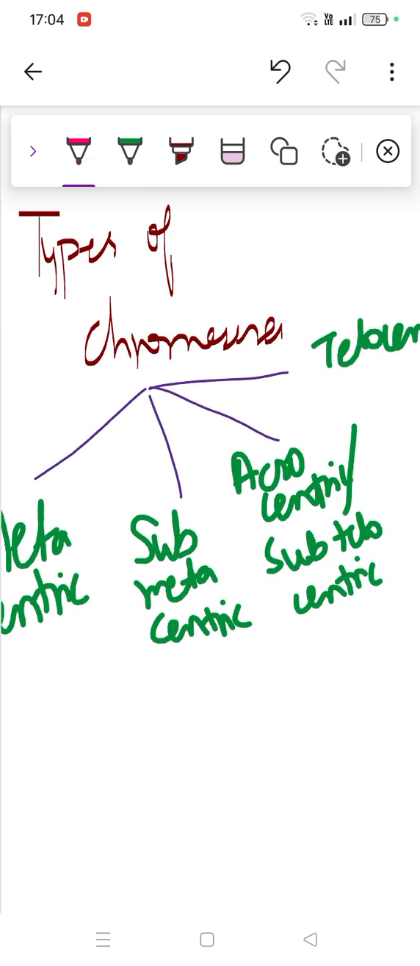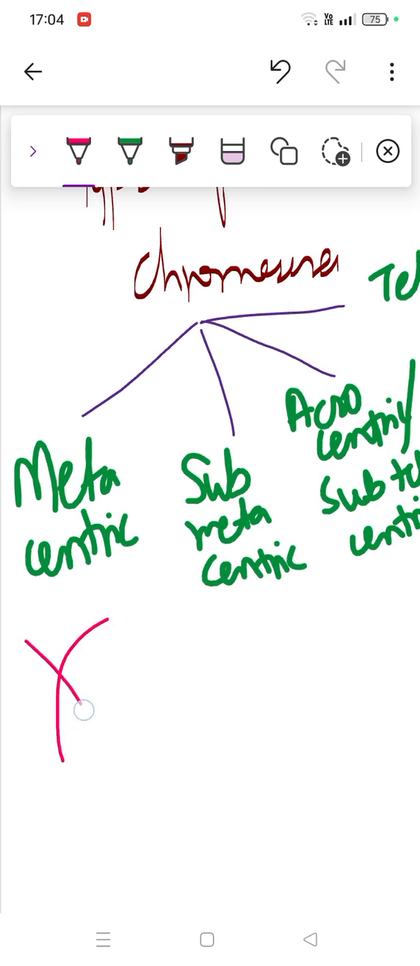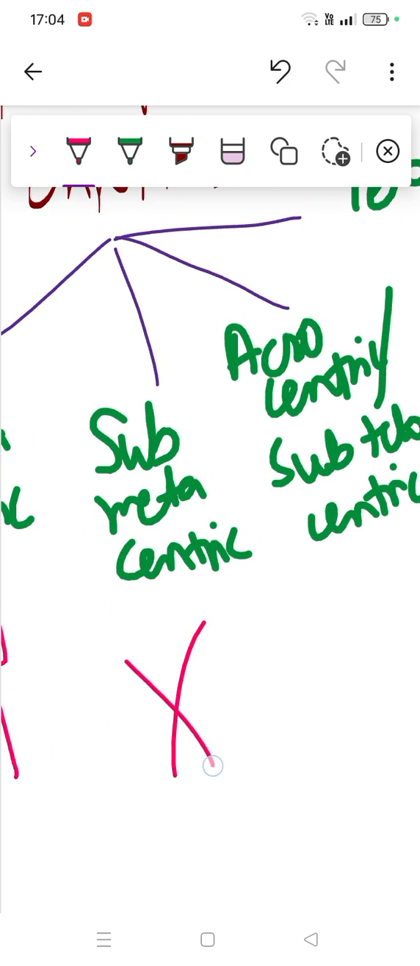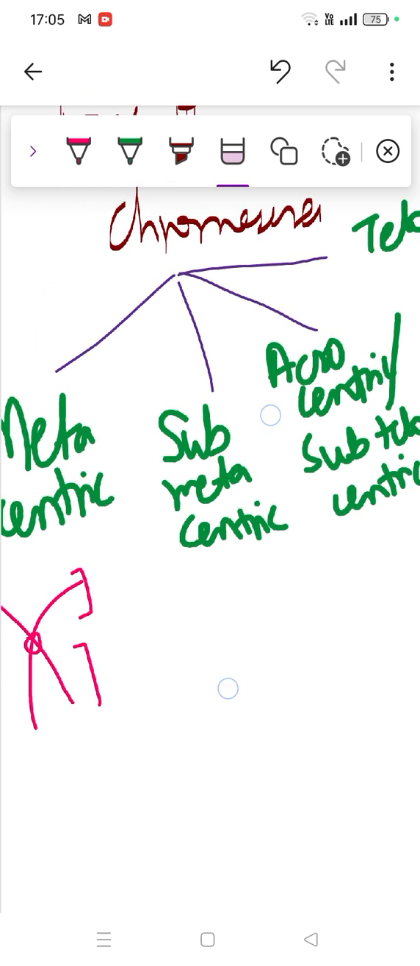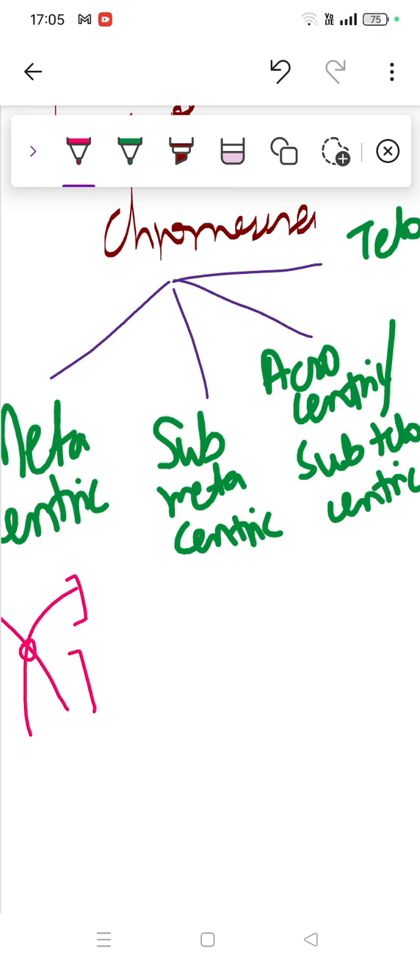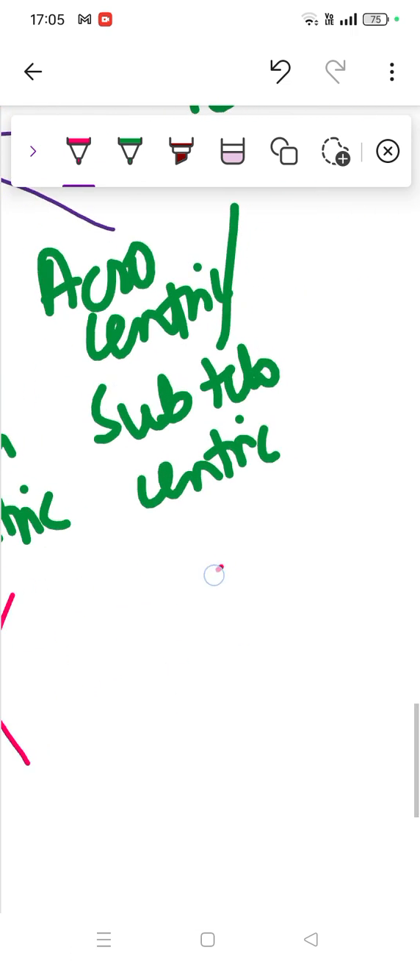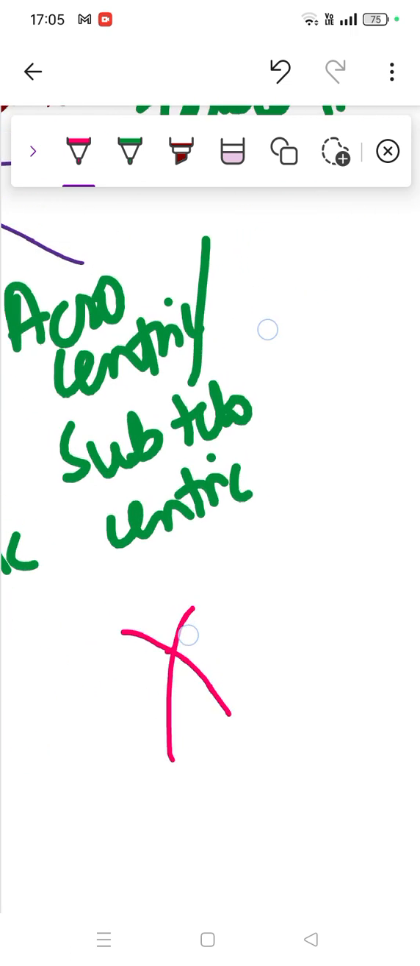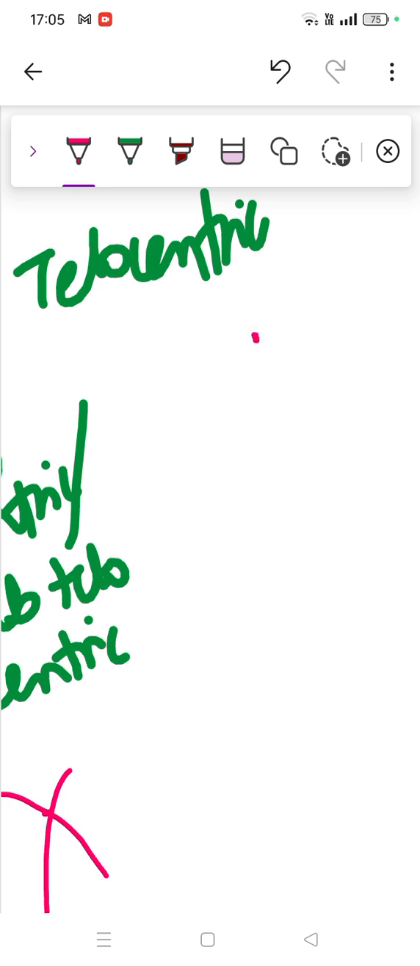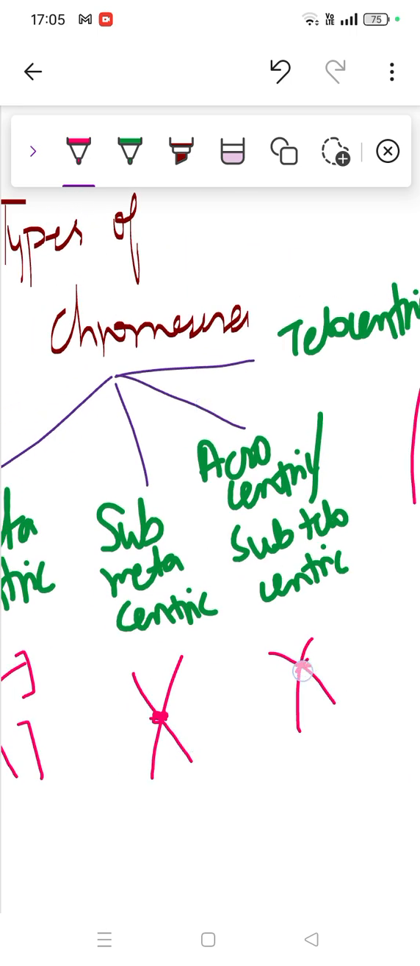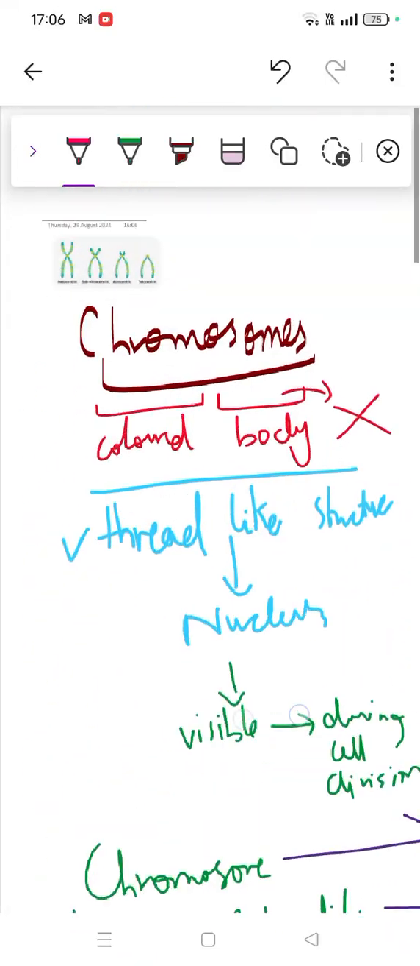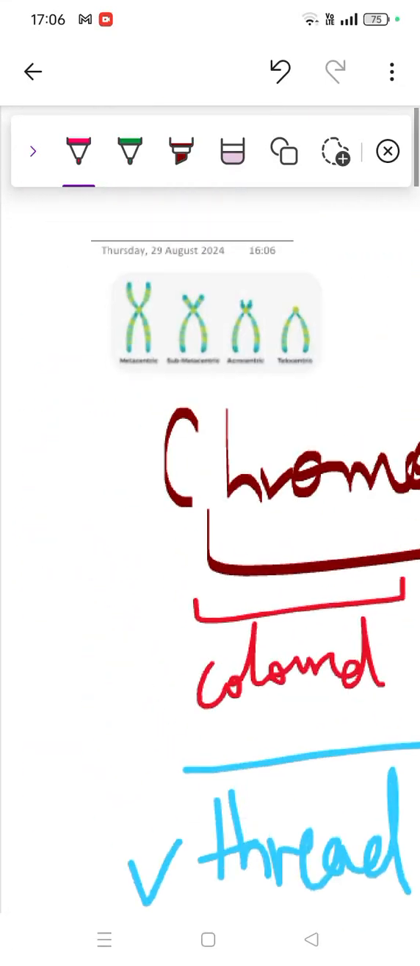Now we are wondering what exactly the difference is. Metacentric is a normal structure where both arms are quite equal. In submetacentric, the centromere becomes a little shifted upward, so the structure is like this. The centromere becomes a little on the upper side. In the telocentric, the upper arm disappears, the centromere comes to the end, and this is the structure. I hope the structure is very clear to you.